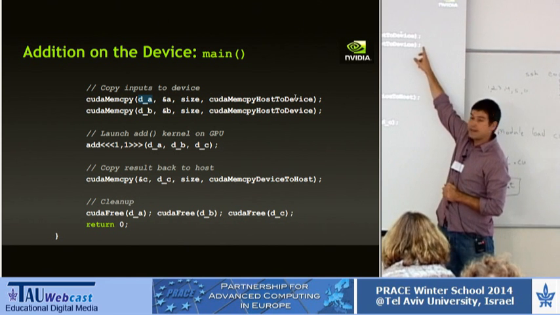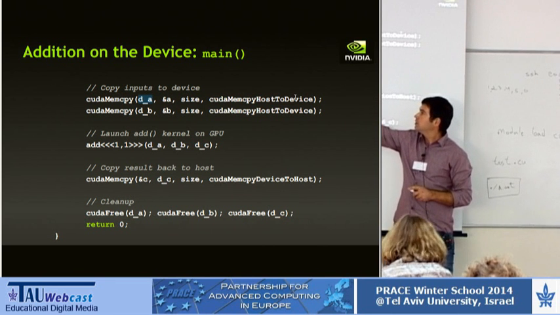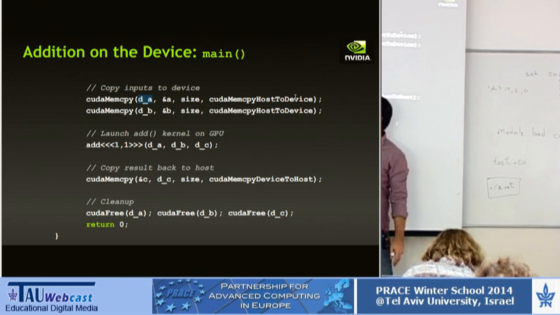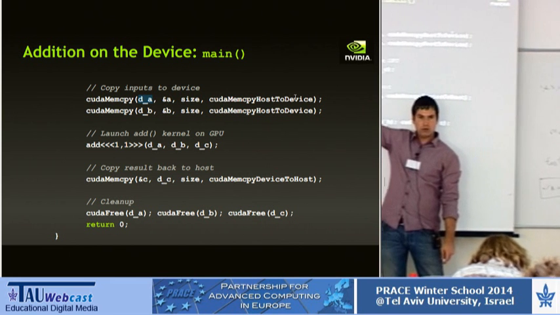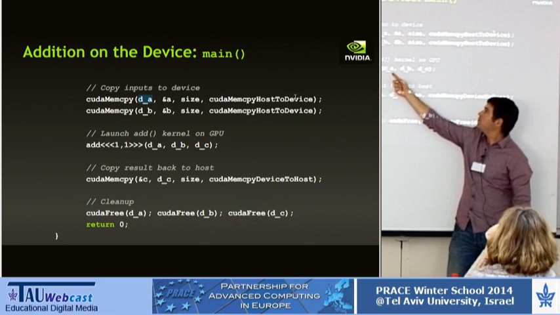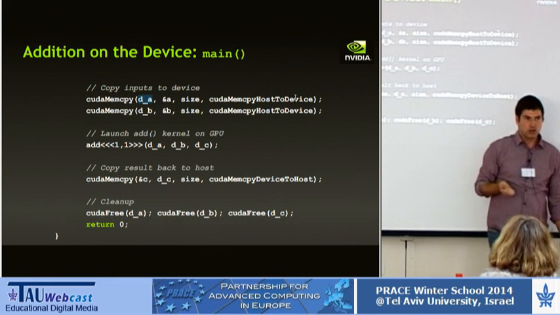So once we've copied the data, we can call the kernel. And we are still using this 1 and 1. We haven't talked about what it is exactly, but now we pass the arguments as you would to a normal function. So that's a normal function call.